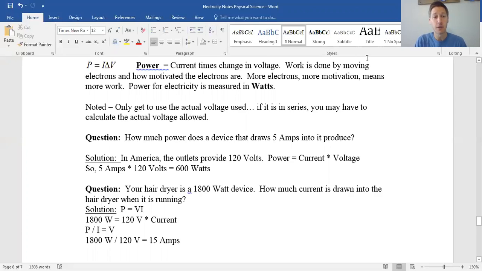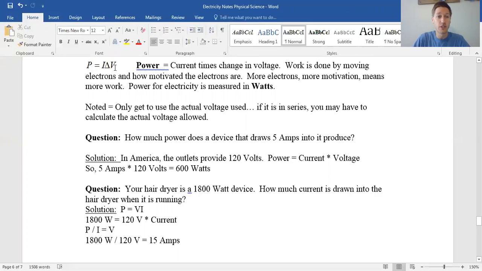In this video, I'm going to talk about two different things. They're the same thing. They're related. Two different things, power and the kilowatt hour. All right. So power, when it comes to electricity, is based off of two things. How much motivation the electrons have as they come and how many come. So the more motivated and the more electrons that show up, the more power you get.